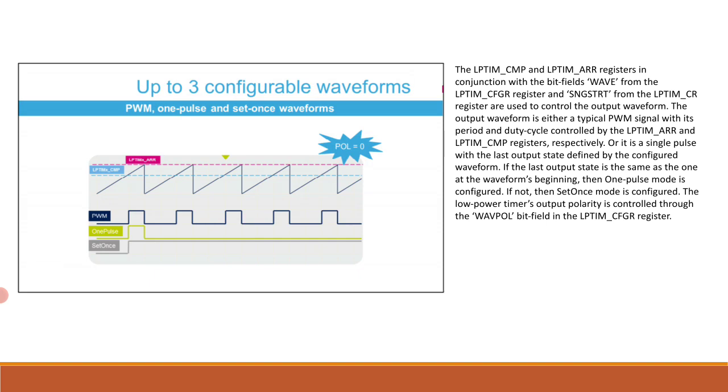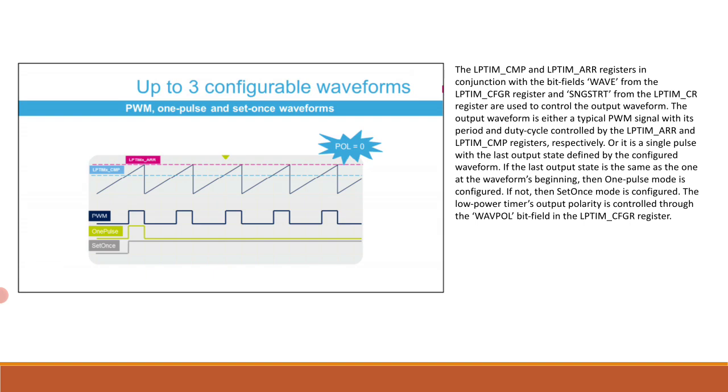Or it is a single pulse with last output state defined by the configured waveform. If the last output state is the same as the one at the waveform's beginning, then one pulse mode is configured. If not, then set once mode is configured. Below the figure, if you observe properly.